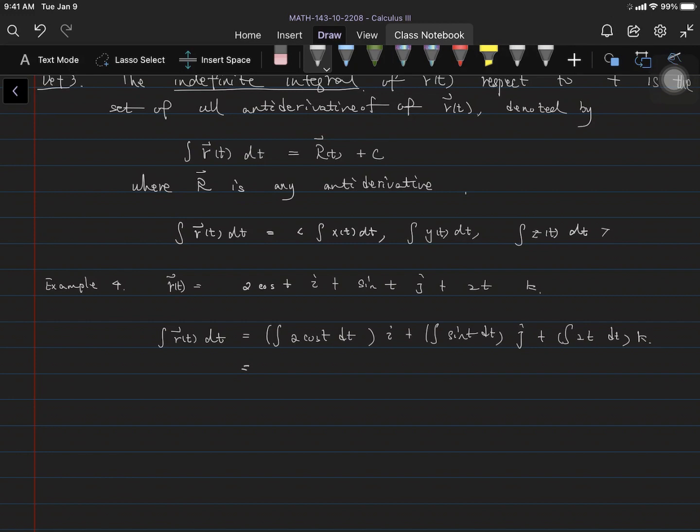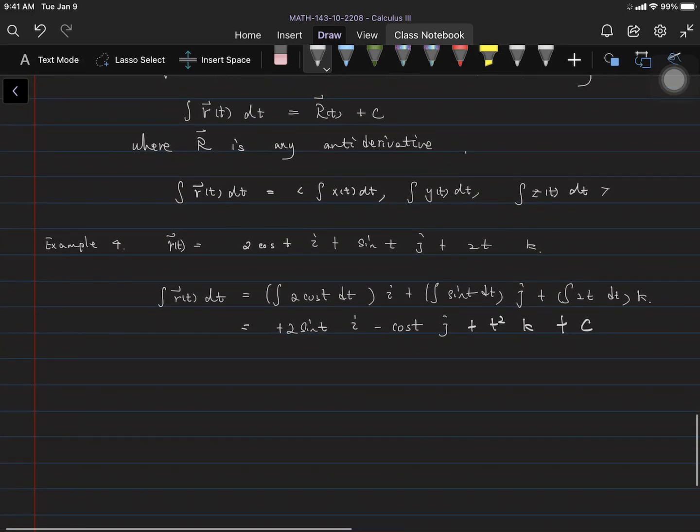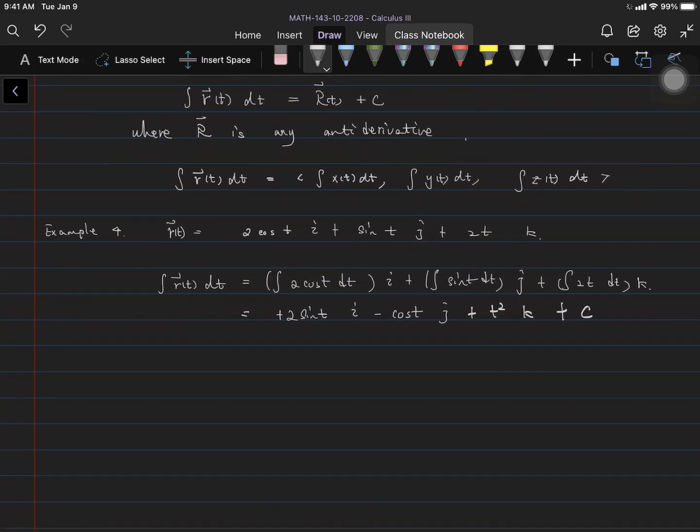The integral of 2 cosine t should be 2 sine t i, and the integral of sine t is negative cosine t j, and plus t squared k. Because it's the same as the indefinite integral, we need to add a C because it's general. That means we include all antiderivatives. Now let's take a look at this exercise problem.